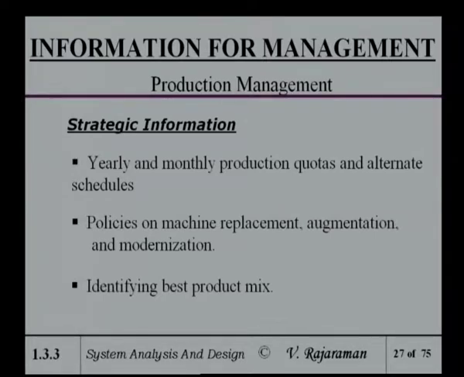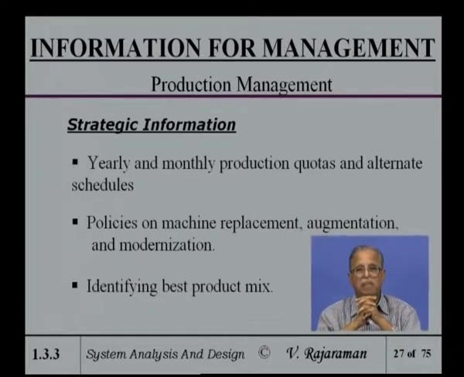Now he has to look at production quotas and alternate schedules, policy on machine replacement, augmentation and modernization, identifying the best product mix, and so on. Let me explain. I have to give an example for you to clearly understand what these things really mean. Suppose you take a company producing motor cars. If you take Maruti Udyog, they produce many models of cars.